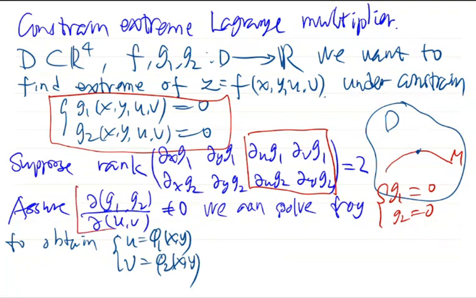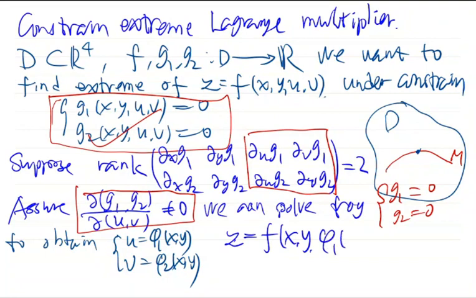Jacobian determinant is not zero, then we can solve from this system of equations. We can express u and v using x and y from g1 equal to zero and g2 equal to zero. This is an application of the implicit function theorem. Okay. Now, the problem of finding the extremal value of f under this constraint is equivalent to finding the extremal value of the composition function f(x, y, phi1(x, y), phi2(x, y)), expressing u by x, y and v also by x, y.